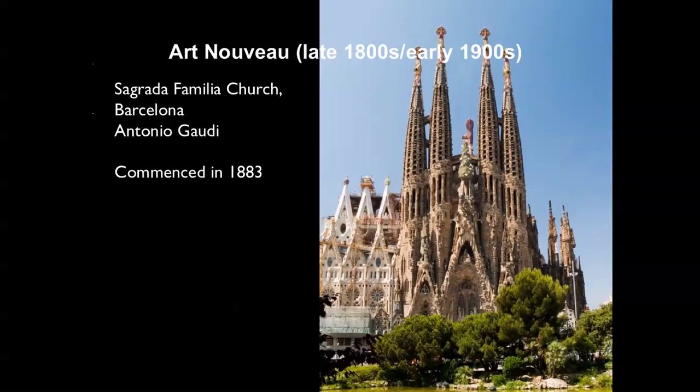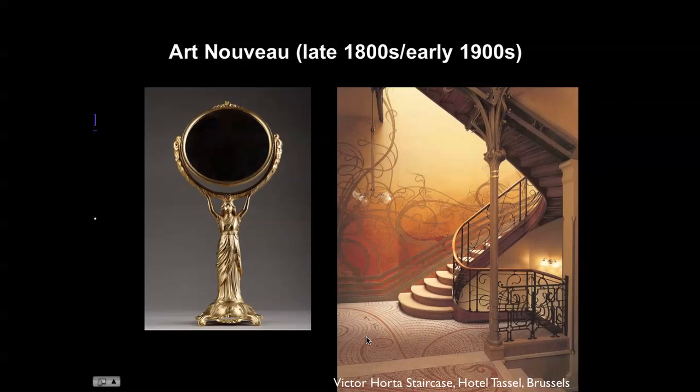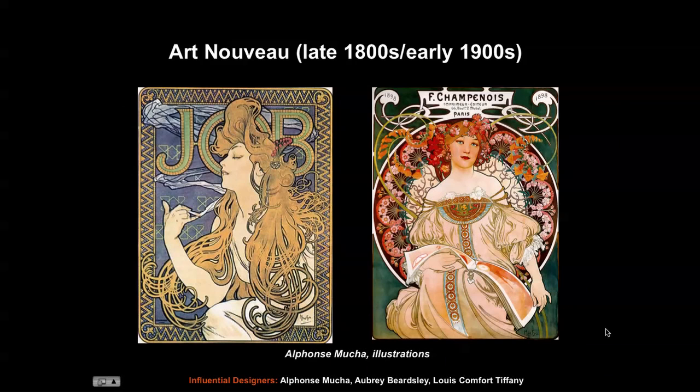Okay. So another artifact of Art Nouveau is the Sagrada Familia Church in Barcelona, which was commenced in 1883 and is still being built. But here we can see the use of organic forms. Here, a staircase in Brussels. And again, some posters.